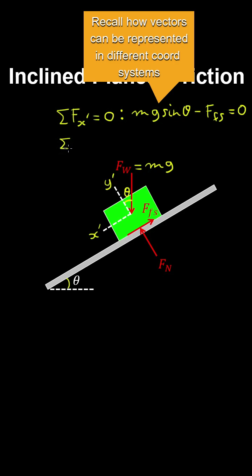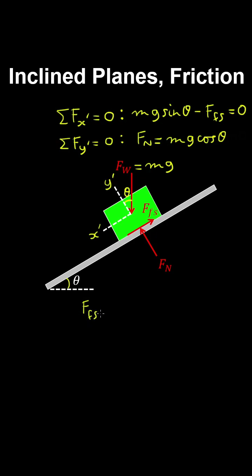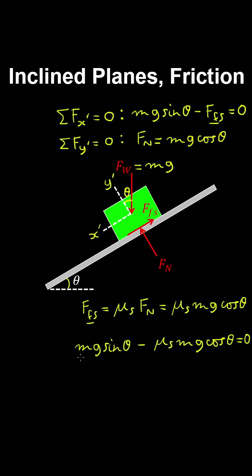And in the perpendicular direction, and solving this equation for the normal force, and recall the definition of the static friction force. And now you can substitute this in the first equation, and cancelling out mg, and doing a bit of algebra, and then solving for theta, and this is the maximum angle of the plane before the block begins to slide.